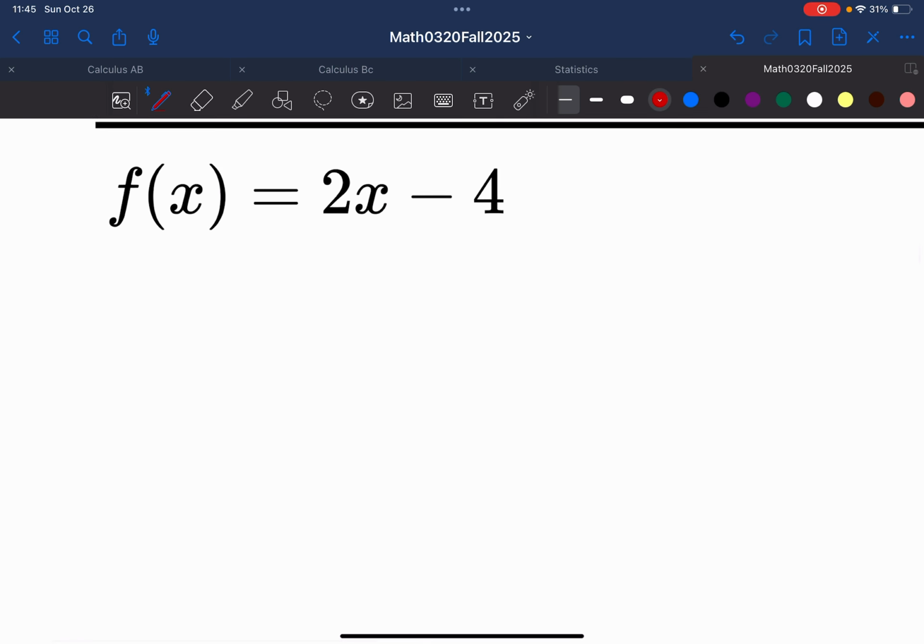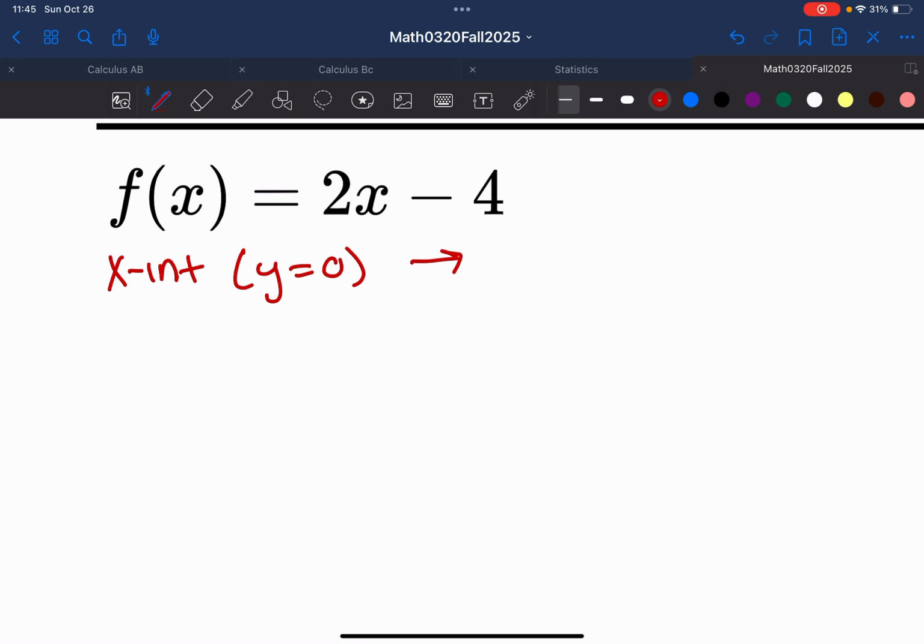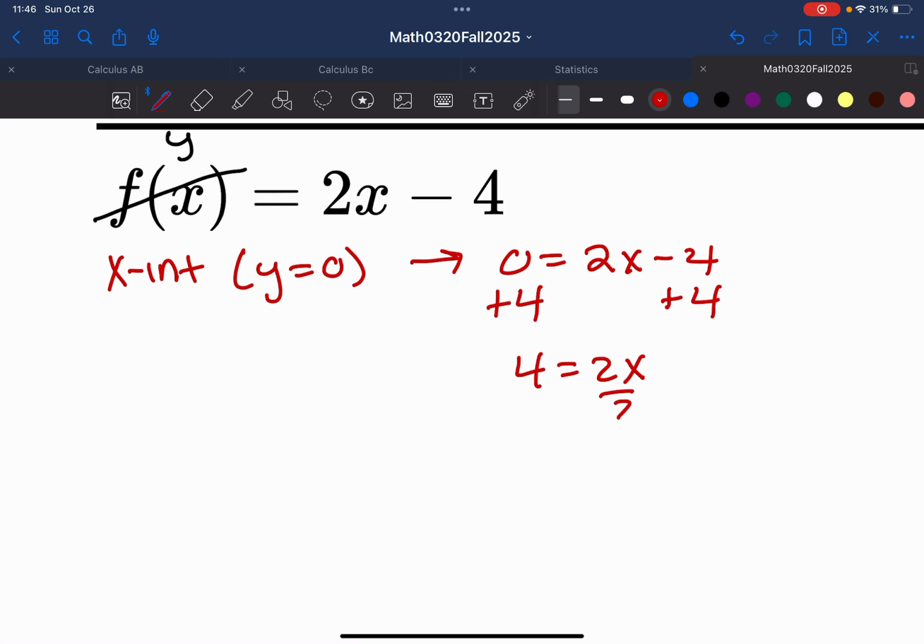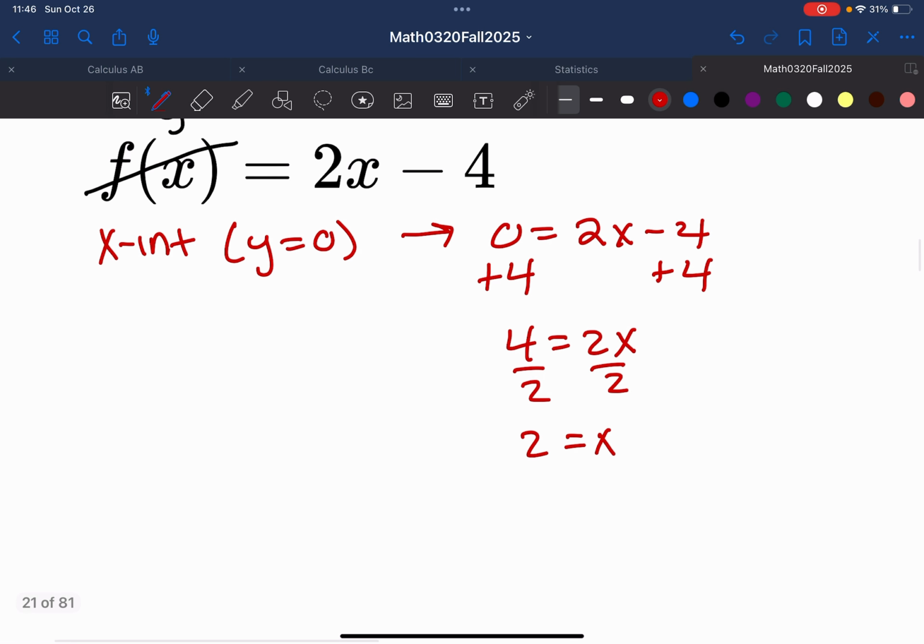Okay, so the first one's x-intercepts. So x-intercepts is when y is equal to 0. So let's do that. Well, remember, f of x is just a fancy way of saying y. Okay, so this is 0 is equal to 2x minus 4. And now I'm just going to solve for x. Add 4 to each side, so 4 is equal to 2x. Divide by 2, 2 is equal to x, which means my x-intercept is 2, 0.